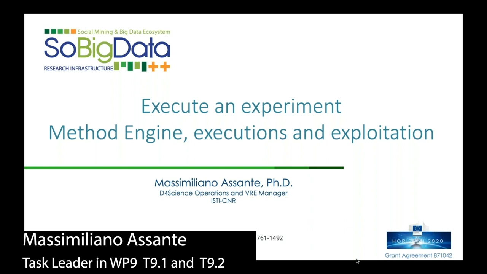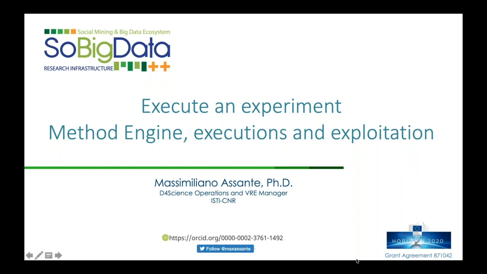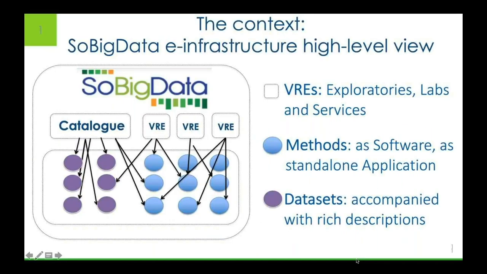So we're going to see how to actually execute an experiment in the infrastructure. I'm going to talk about how to use the method engine from an end user point of view, but I'm going also to tell you a bit more on the technical features that we have developed in SoBigData RI. Let me underline again that what you're going to see today is the legacy that we brought to SoBigData++ from SoBigData. So it's the method engine that we want to improve, of course, in this project.